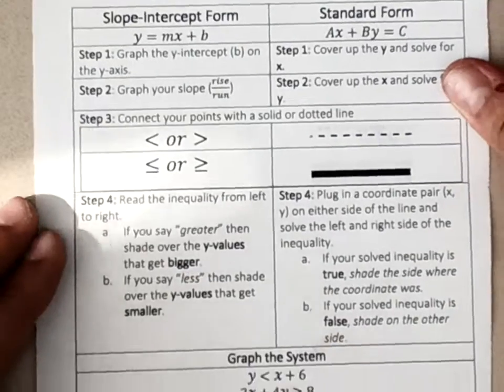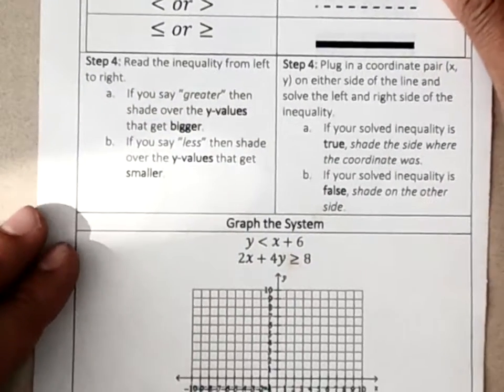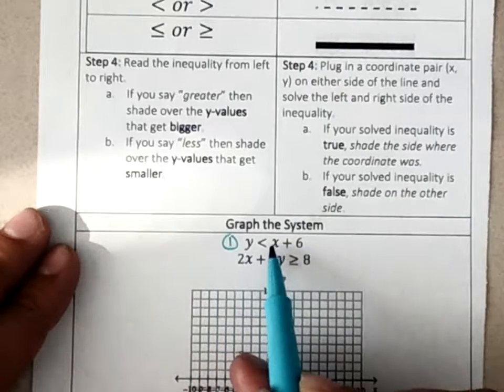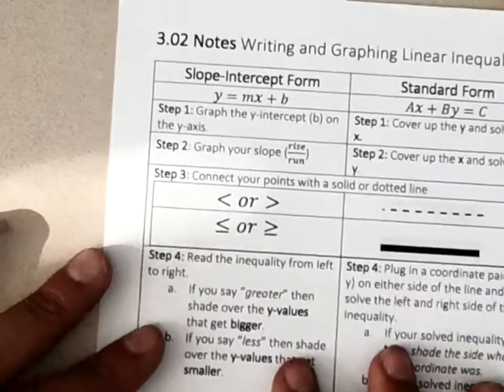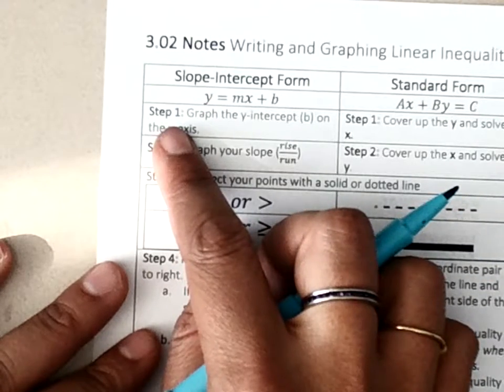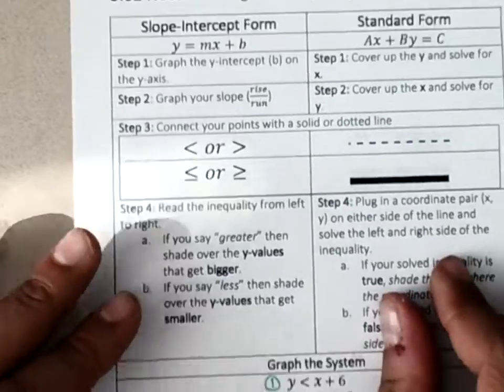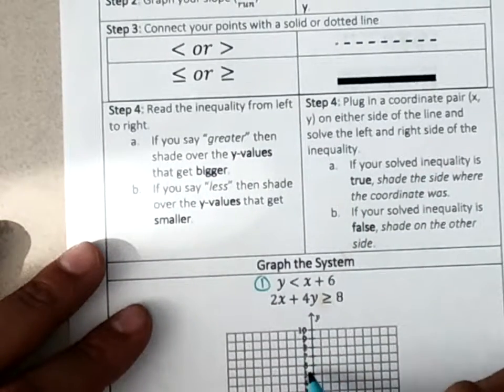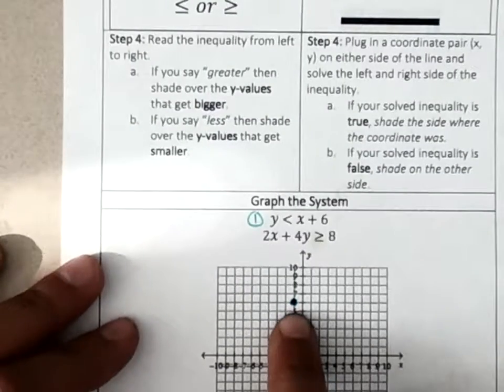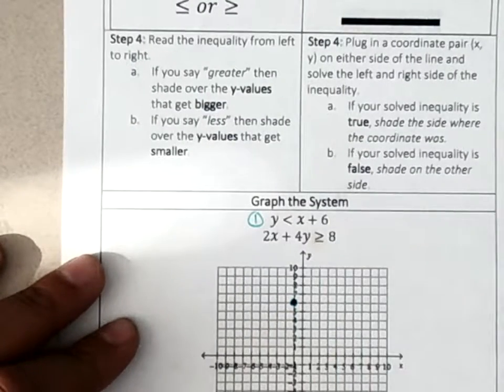So I'm going to go down to my example, and I'm going to start with our first equation, which is y is less than x plus 6. This is in slope-intercept form, so I'm going to follow these steps. Step 1, graph the y-intercept on the y-axis. My y-intercept is 6, so I graph that point on 6 on the y-axis.